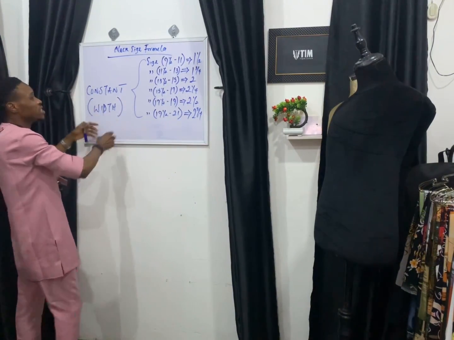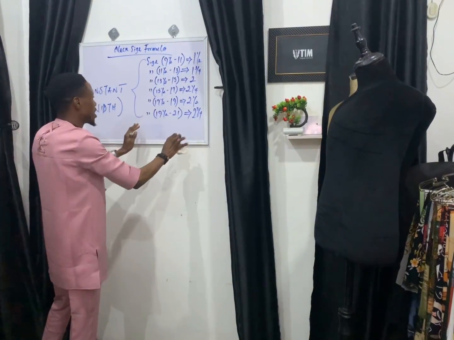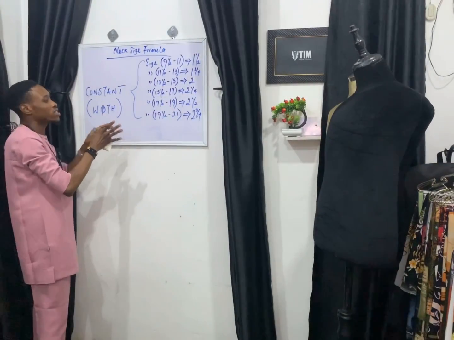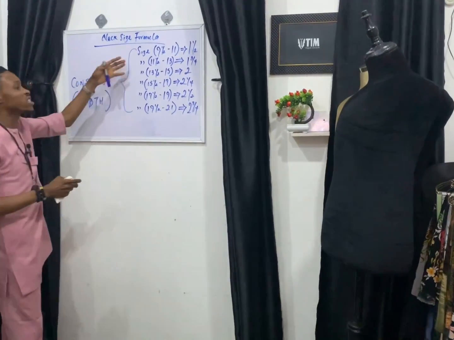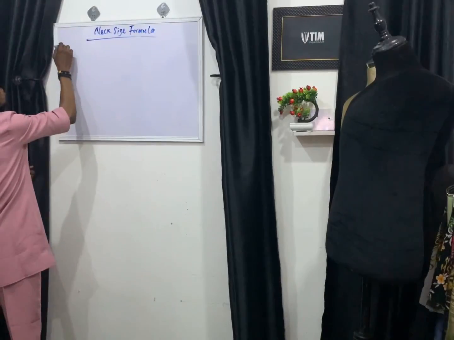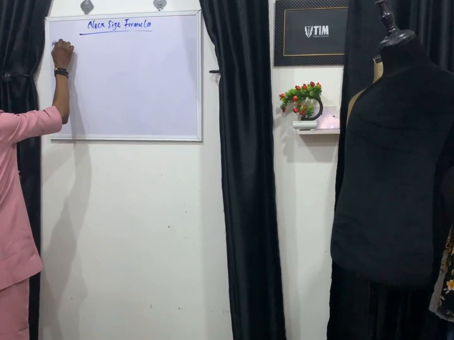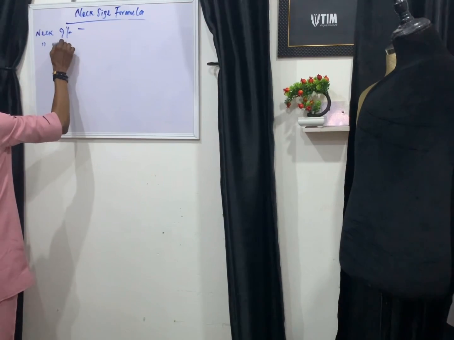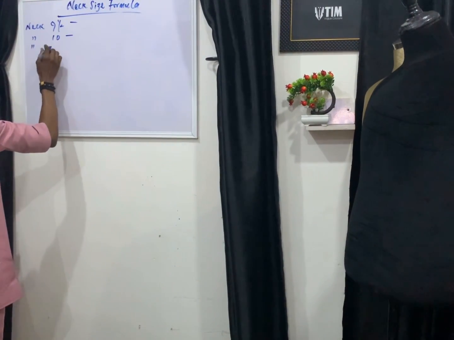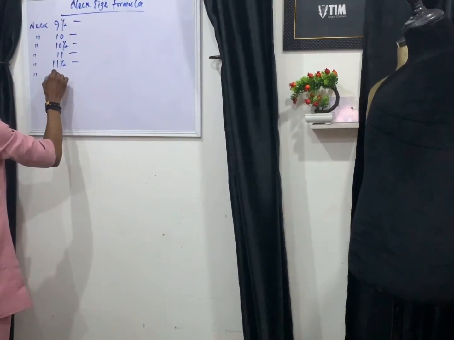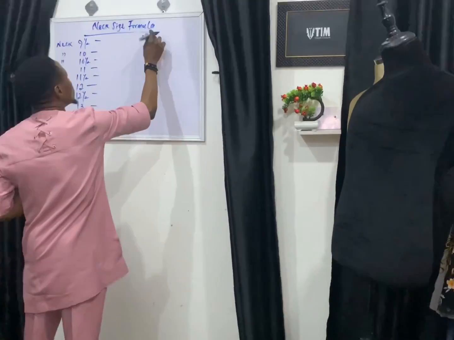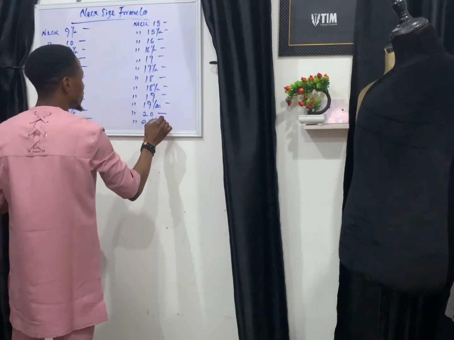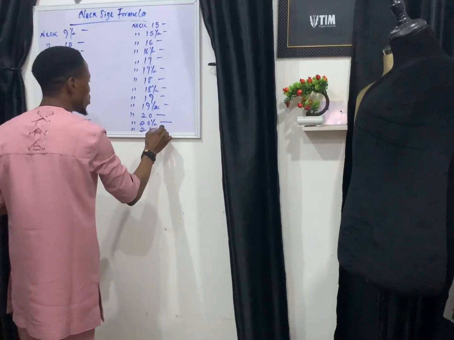Since our width has been given to us, that is constant, now let us solve for our length that will determine the perfect neck size. Don't forget, this is the formula we'll be using. We start from neck 9.5, neck 10, and so on, up to 20.5, and lastly neck 21 inches.